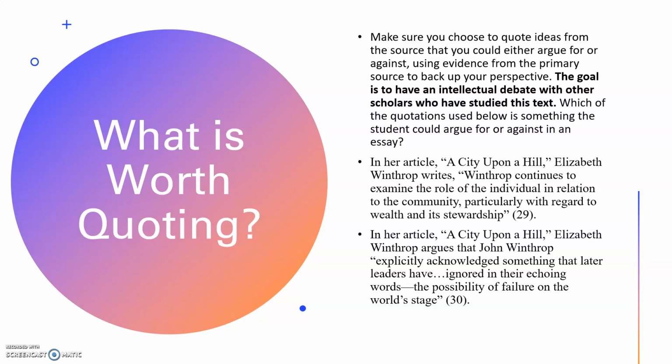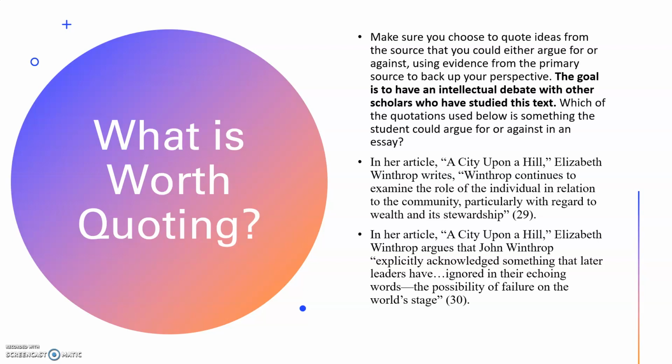So we have in her article, A City Upon a Hill, Elizabeth Winthrop writes, "Winthrop continues to examine the role of the individual in relation to the community, particularly with regard to wealth and its stewardship." All right, another quotation I have pulled from that secondary source is, in her article, A City Upon a Hill, Elizabeth Winthrop argues that John Winthrop explicitly acknowledged something that later leaders have ignored in their echoing words, the possibility of failure on the world's stage.